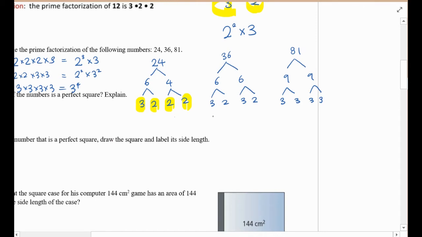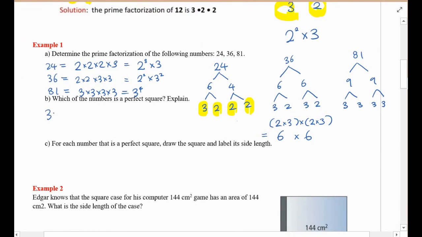But what about 36? 2 brackets. You have two 3's and two 2's. So let's put 2 and 2. And let's put 3 and 3. So you found equal groups. So 2 times 3 is a 6. 2 times 3 is a 6. So 36 is 6 squared. So therefore, 36 is a perfect square.